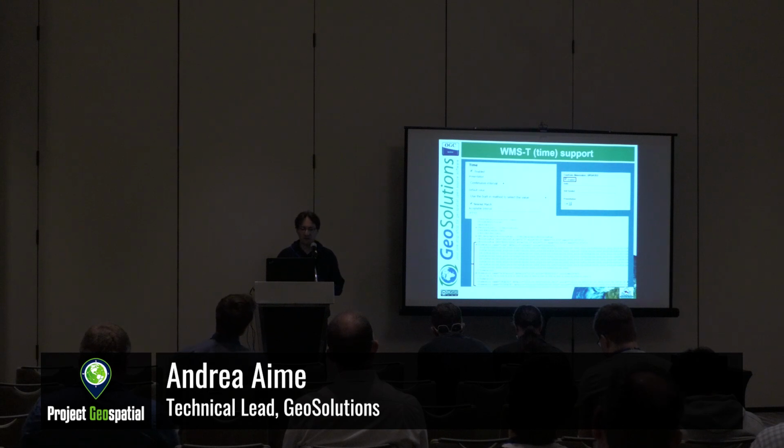That goes in the capabilities document, and that helps the clients to build the right query and say, oh, okay, I would like this image mosaic for this particular time. And then you have it on screen. Or maybe for this particular time range, which catches a number of images, and then you have a composite.